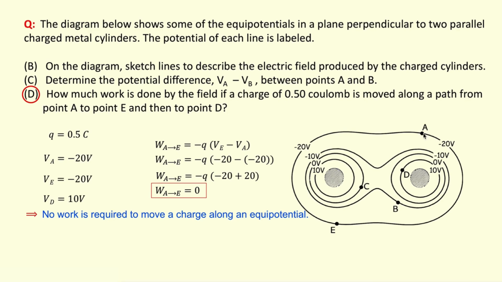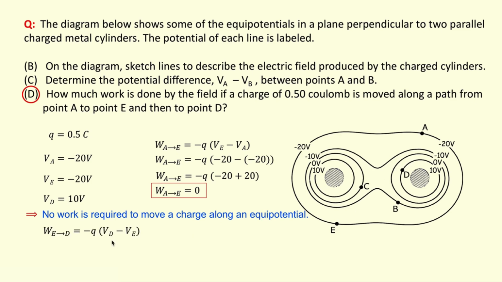So when we move from A to any other points on this line, we don't do any work because electric field is perpendicular to this path. Therefore, no work is done when a charge moves on an equipotential line. The second part of this question is the work from E to D.